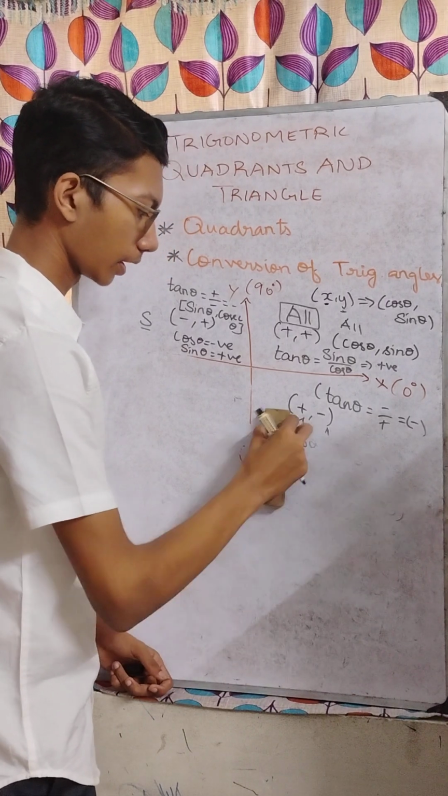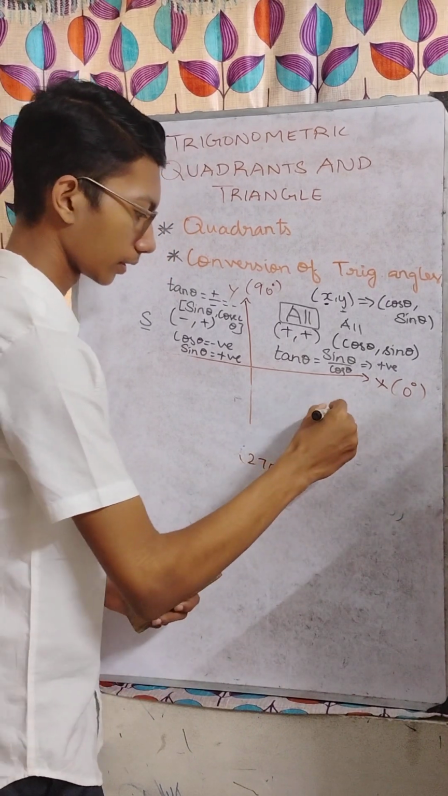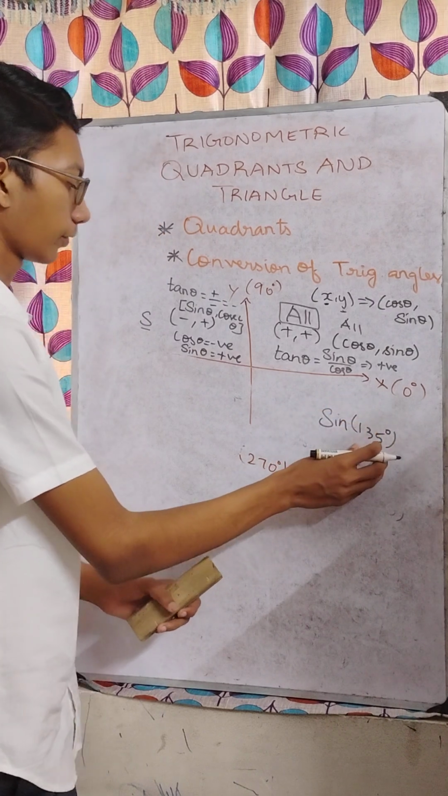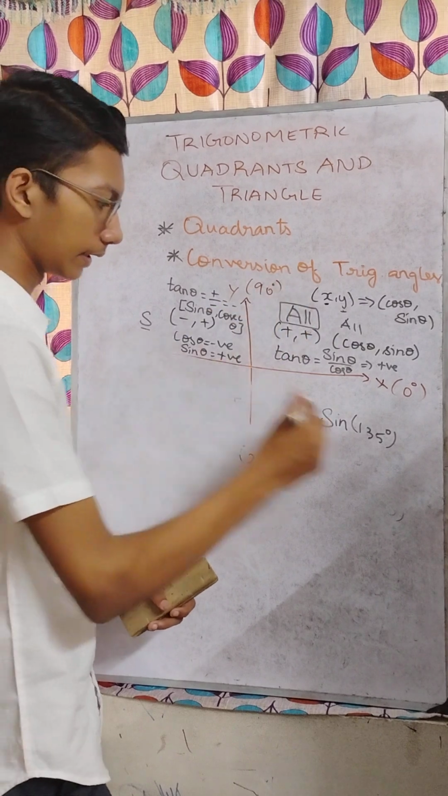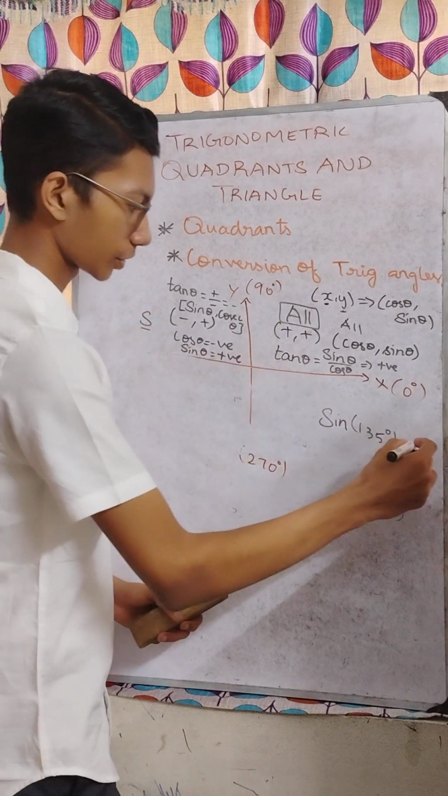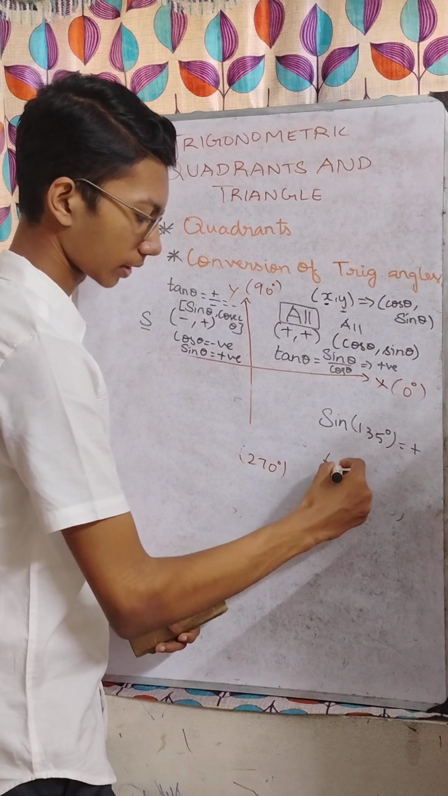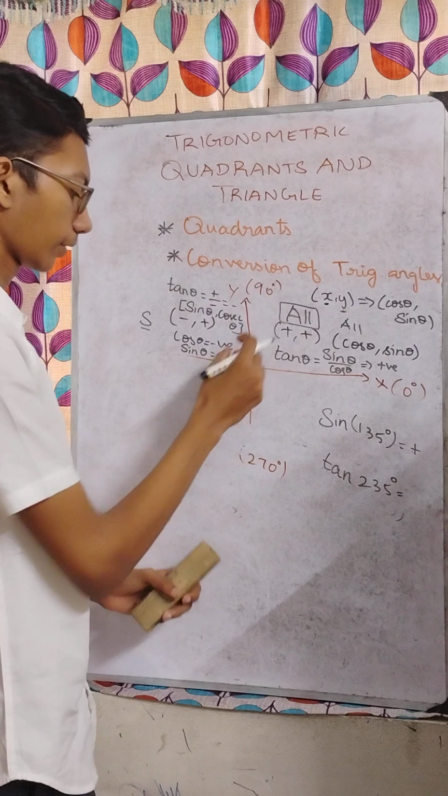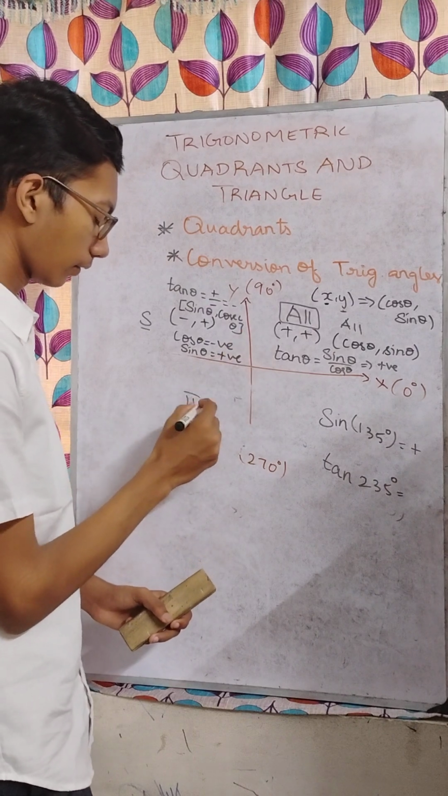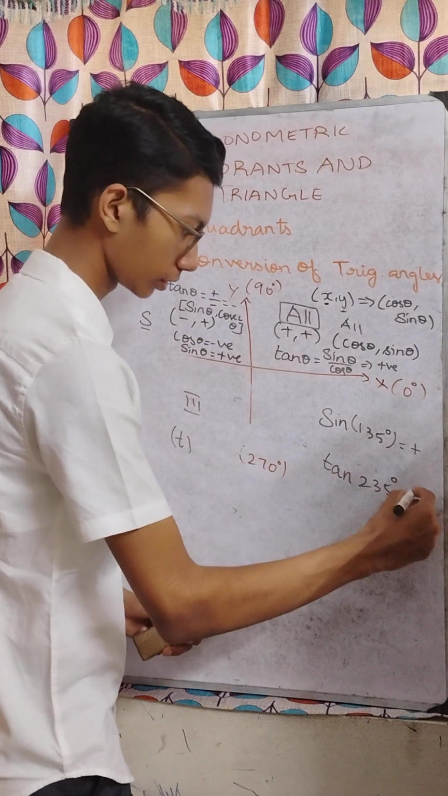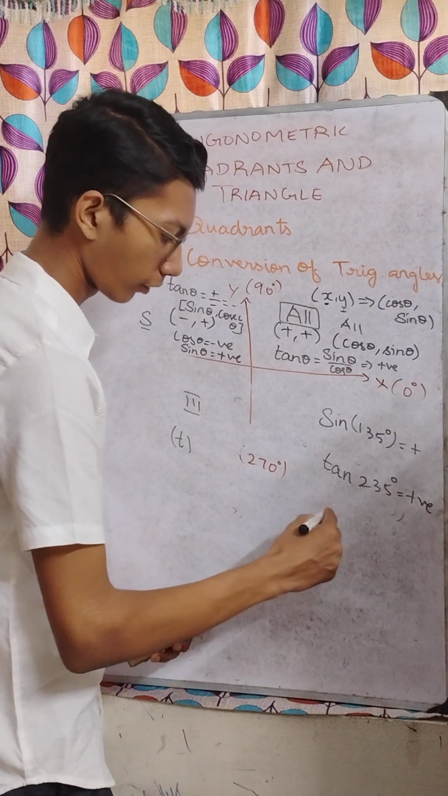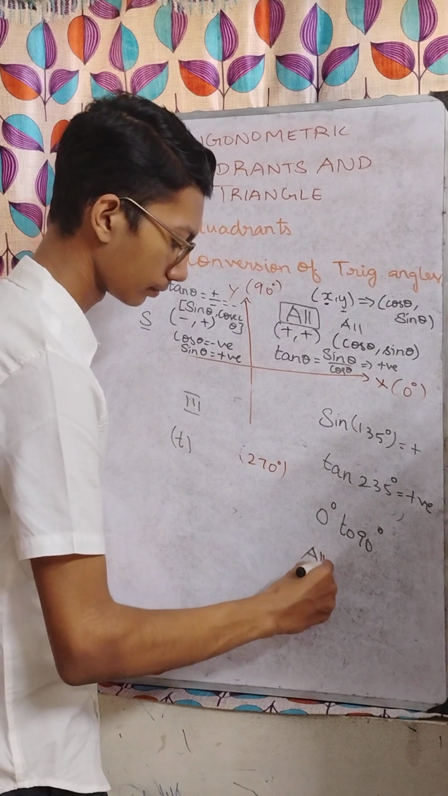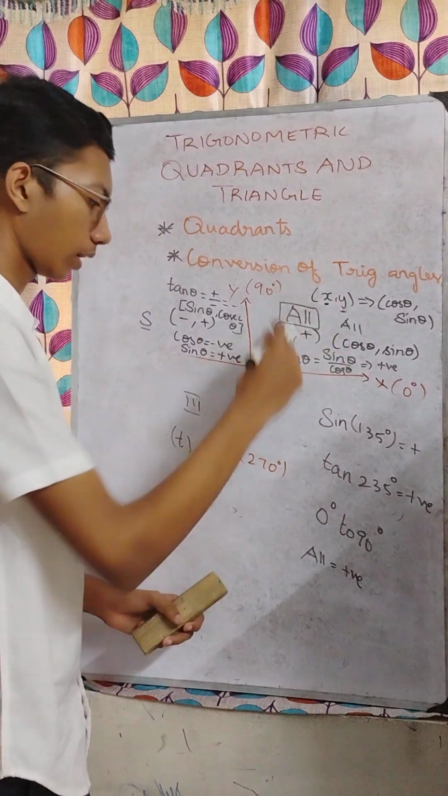For example, let's take something like sine of 135 degree. Sine 135 degree lies between 90 and 180, which means this will be positive. Let's take tan 235 degree. Tan 235 degree will be in third quadrant, where tan is the only positive. So this will be positive here. Now for any angles between 0 degree to 90 degree, all the angles will be positive from this quadrant.